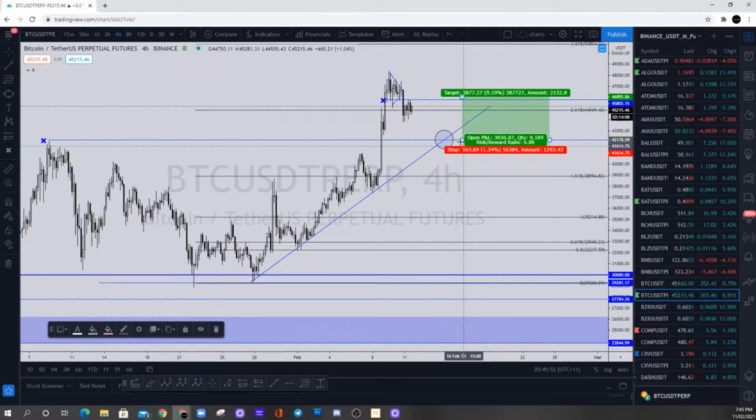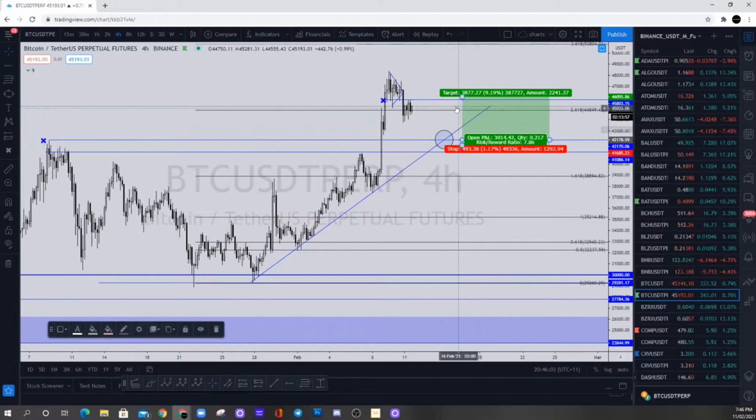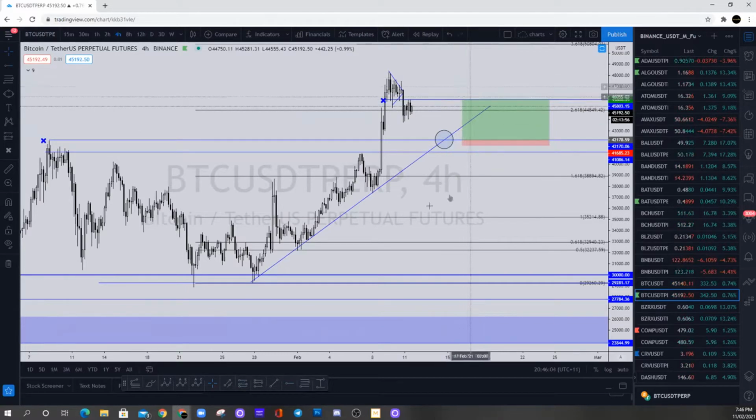With a pretty tight stop to try and avoid that level of support. So that's probably a pretty safe play for Bitcoin at the moment. It could do the exact opposite. It could just decide to do Bitcoin things.